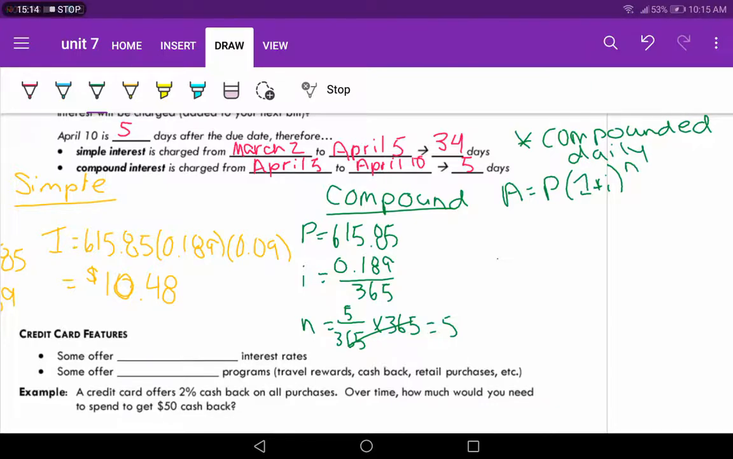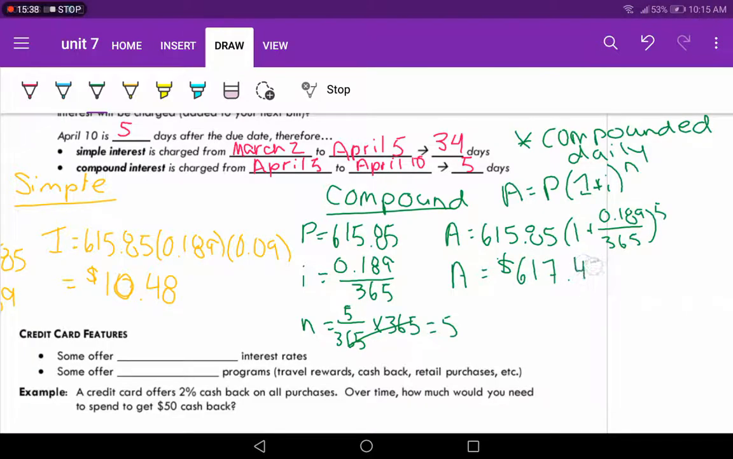Okay, so now all I have to do is plug my information into my equation. To the power of 5. So again, make sure you're following BEDMAS here. That means your amount equals 617.45. So remember, A stands for amount, right? We didn't just calculate the interest, we calculated the total amount. But that's fine because we also have our formula.